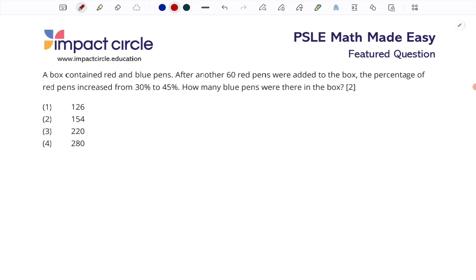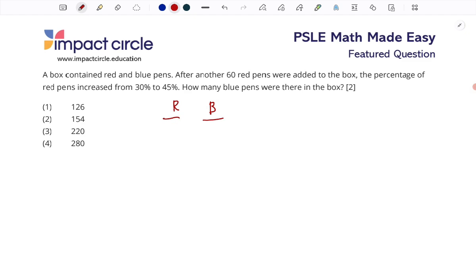Here goes. A box contained red and blue pens. After another 60 red pens were added to the box, the percentage of red pens increased from 30% to 45%. How many blue pens were there in the box?